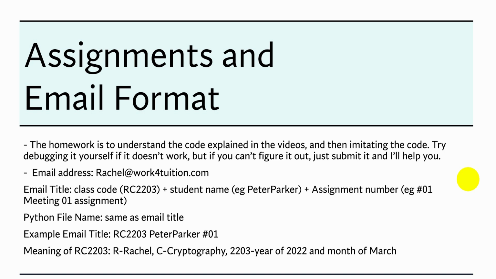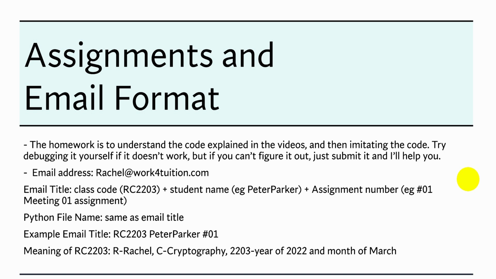rachel@workfortuition.com. For the email title, format it like class code plus student name plus assignment number. The class code is RC2203. The student name is your full name, for example, Peter Parker, and the assignment number is the same as the meeting number. For example, for meeting 1, it would be number 01.